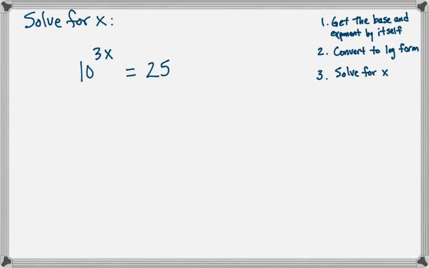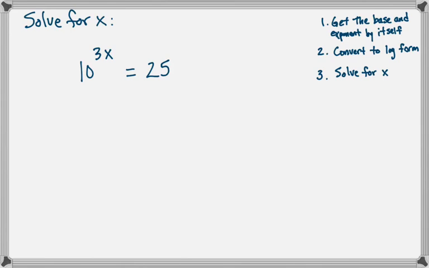In this example, we'll be solving 10 to the 3x equals 25. It's an exponential equation because our x is up in the exponent right there. So we're going to have to use logarithms to solve this one. The first thing we always want to do is get the base and exponent by itself. There's nothing attached, no addition, subtraction, multiplication, or division, to that 10 to the 3x. So I can skip step 1 here and go to step 2, convert that to logarithmic form.